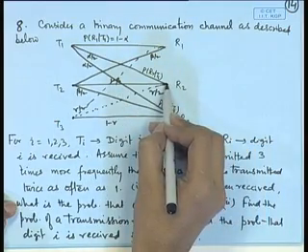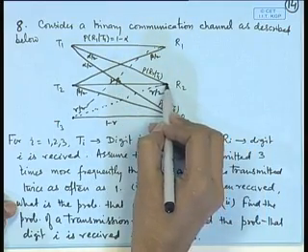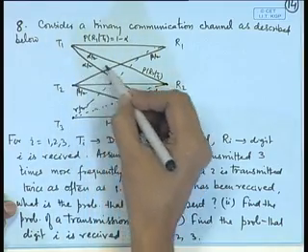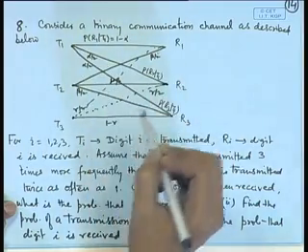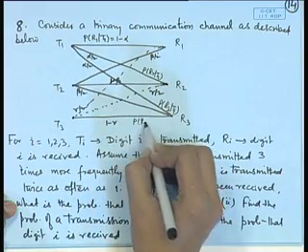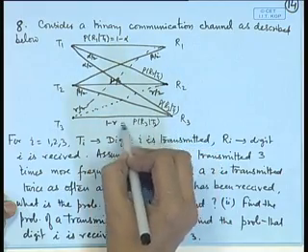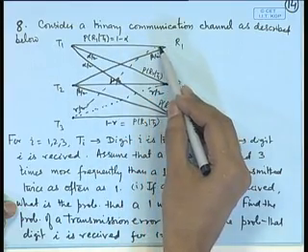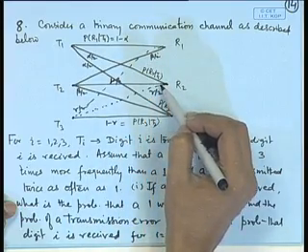Likewise, the probability that a 2 is received given that a 2 was sent is 1 minus beta, and it is beta by 2 for the other two possibilities. And similarly, the probability that a 3 is received given that a 3 is sent is 1 minus gamma, and gamma by 2 each is the probability that it is received as 1 or 2.